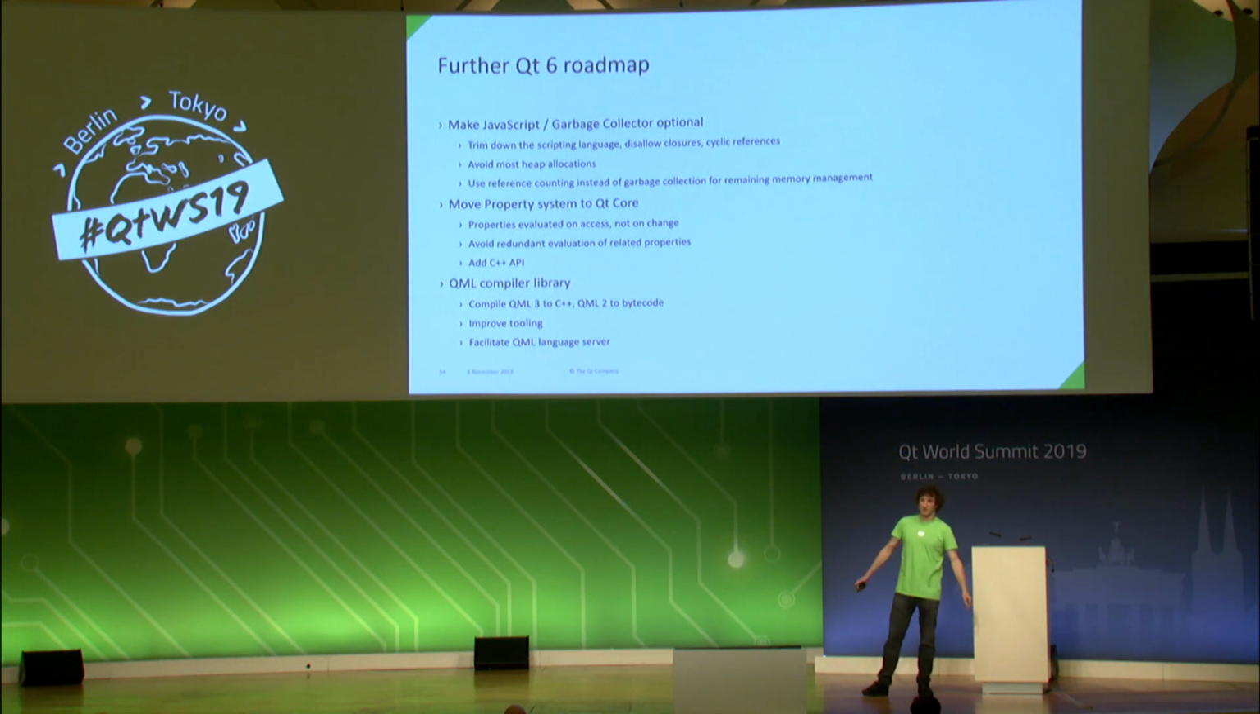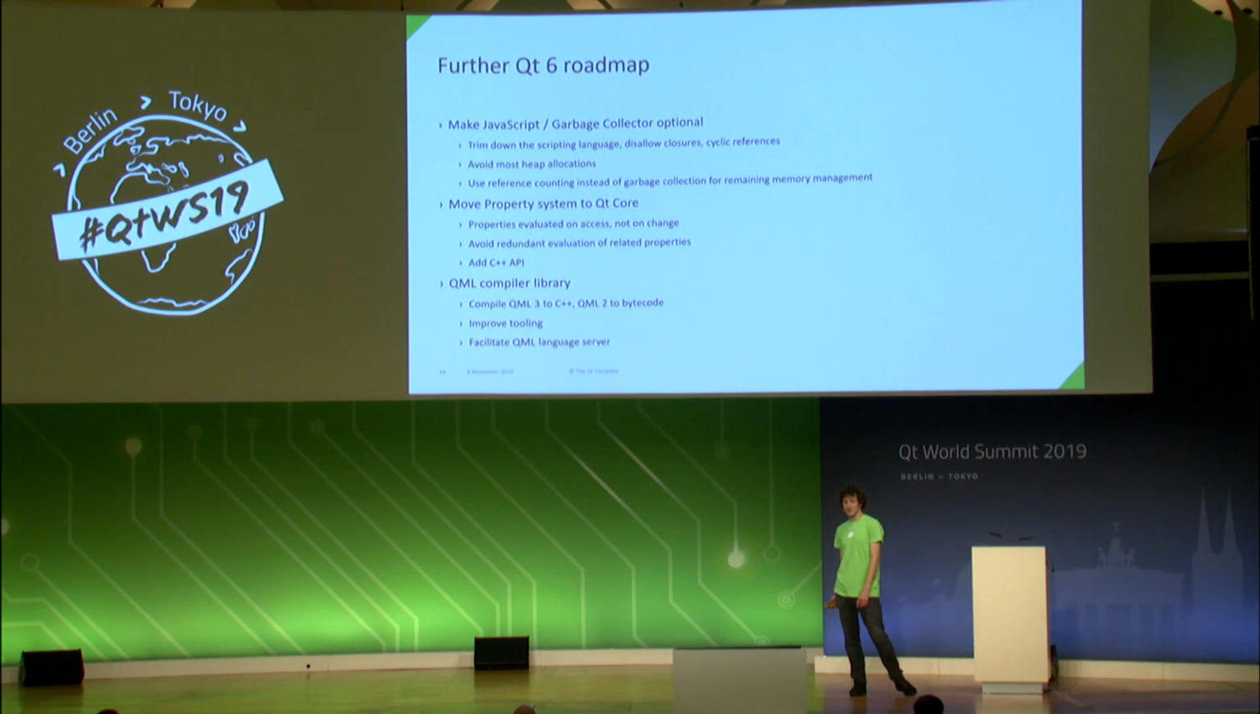As Lars has detailed before, we're going to move most of the property system to Qt Core. We'll have them lazily evaluated. We'll avoid redundant evaluation of properties, and we'll add a C++ API. And then, to facilitate tooling, we'll have a QML compiler library with a public API, so that you can compile your QML3 code to C++, or your QML2 code to bytecode. That should enable us to improve tooling and to write the language server finally.